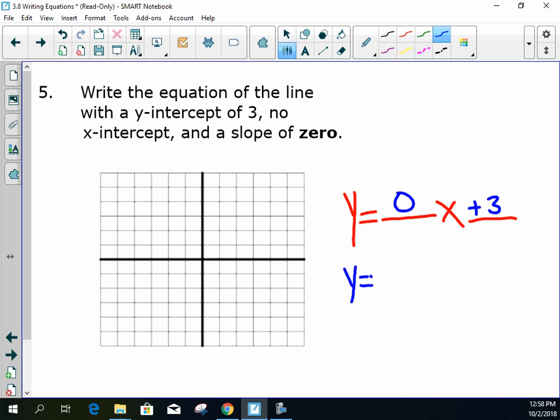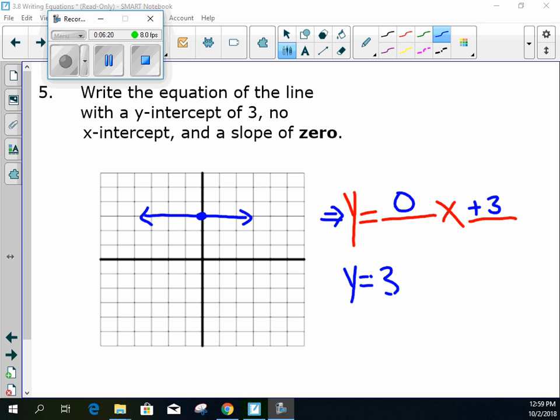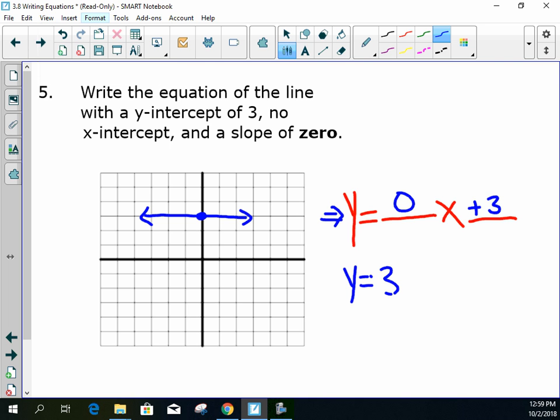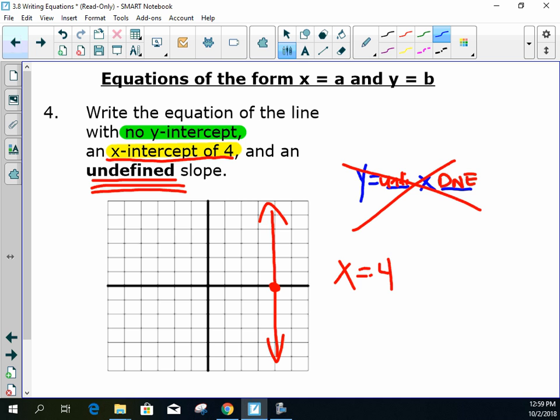So I will accept this one right here. I will accept that. But y equals 3 is the simplified version. Here's 3. There's your horizontal line. When you have a horizontal line, you have a slope of 0. Okay, so slope of 0, horizontal line. Undefined slope, vertical.